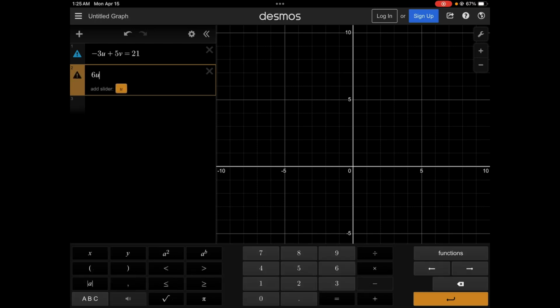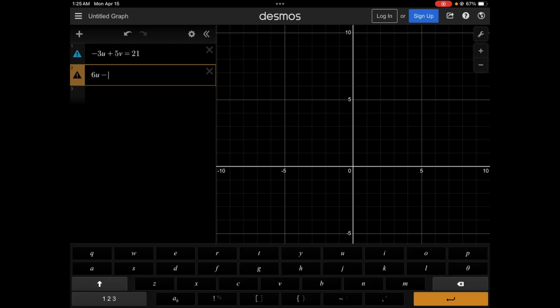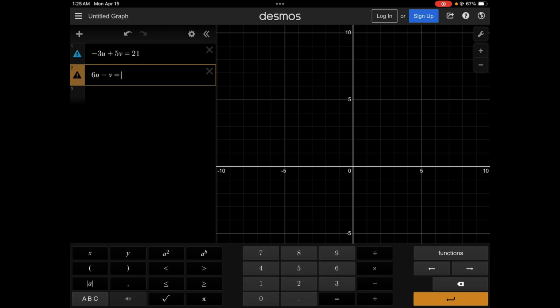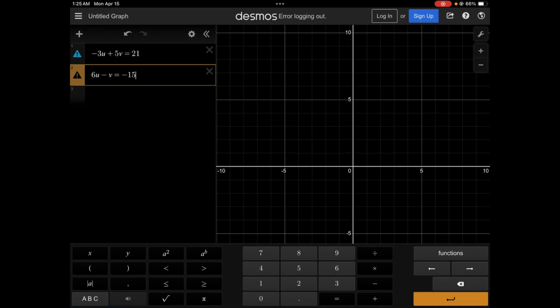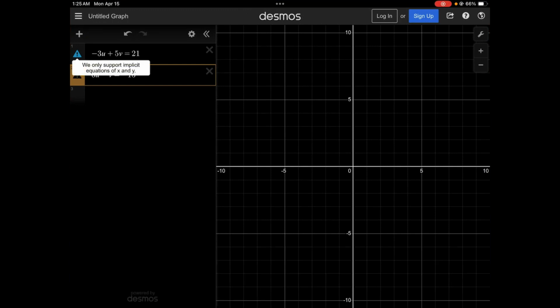6u minus v equals -15. Let's double check. 6u minus v equals -15. Okay, back to the calculator. Now let's see, we have some remark here. We only support implicit equations of x and y. So it looks like it doesn't understand it, thinks we want to graph it.